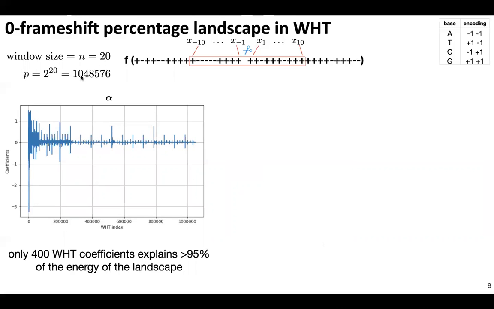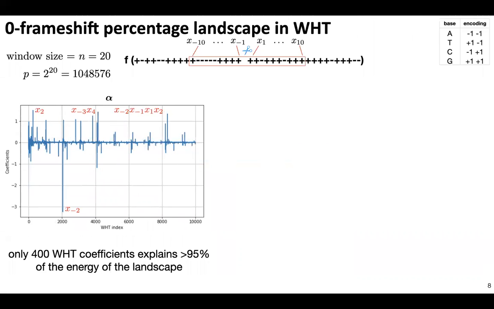I construct the DNA repair landscape and find its Fourier transform. And this is the Fourier transform of the landscape. It's interesting that the resulting landscape is very sparse in WHT. In fact, only 400 coefficients explain more than 95% of the energy in the landscape. To better visualize these coefficients, I zoom into the first 10,000 coefficients and display the monomial each coefficient corresponds to.